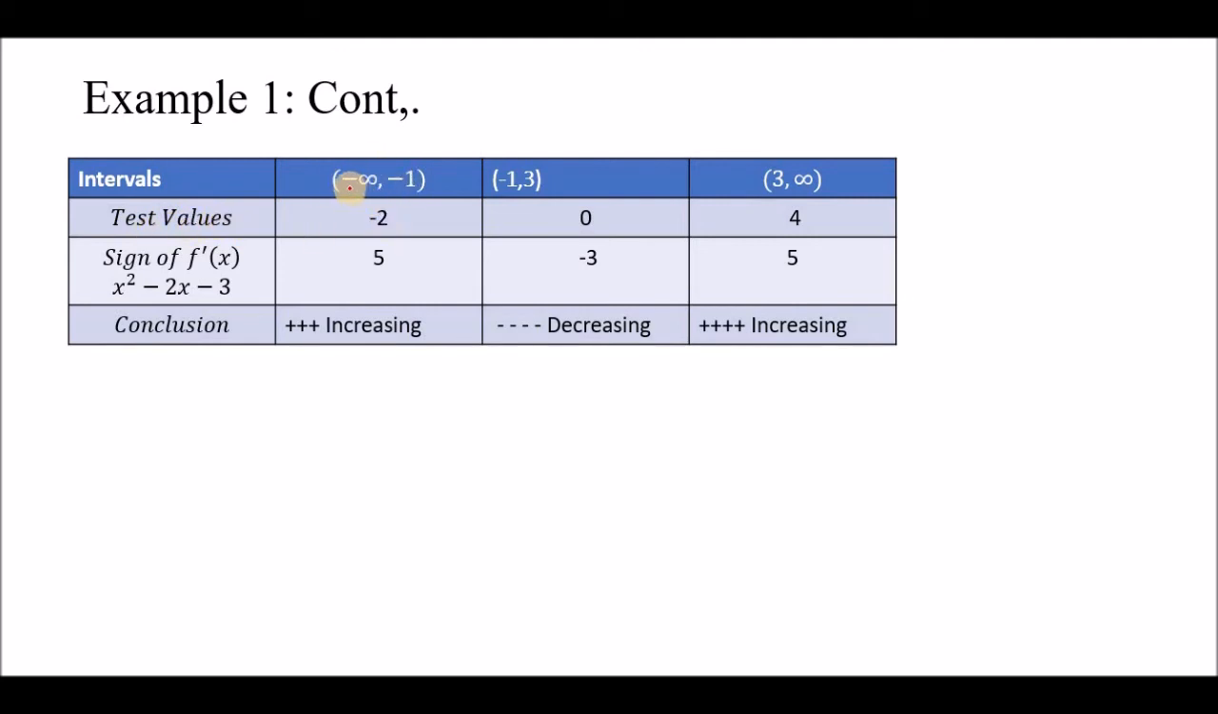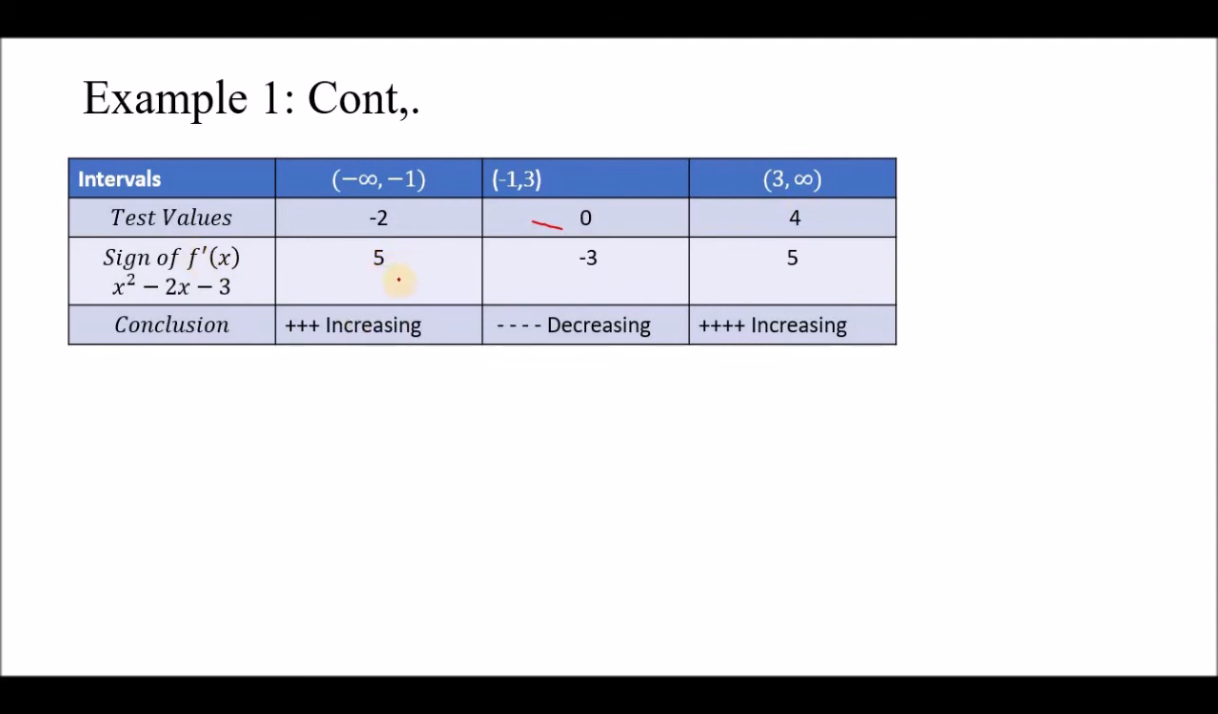I want to find a number that is between negative infinity and negative 1. The easiest number is negative 2, so I chose that number. And then I want to find a number that is between negative 1 and 3, so I chose 0 because it's an easy number to work with. And again, I want to choose a number that is between 3 and positive infinity, and that number is 4.